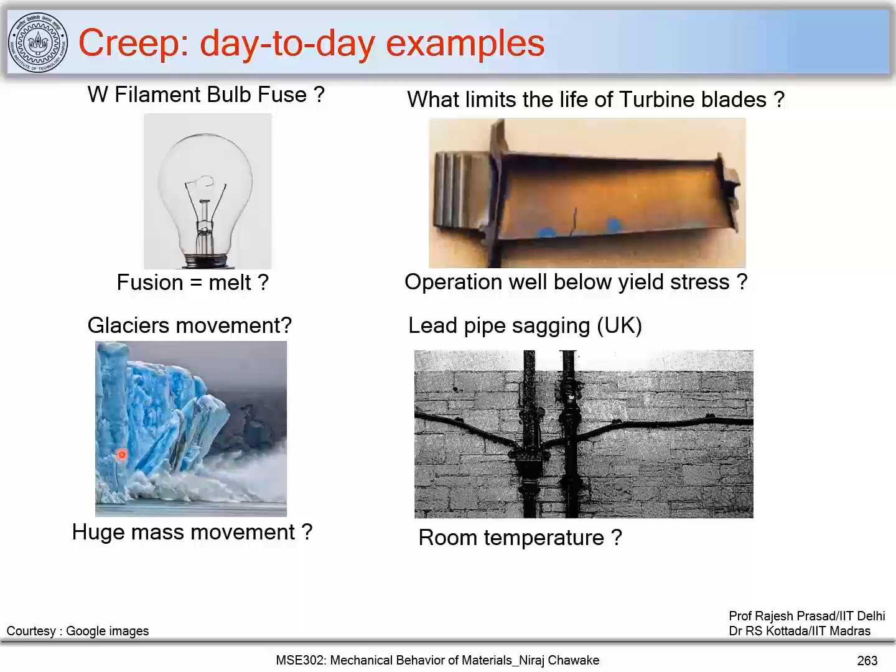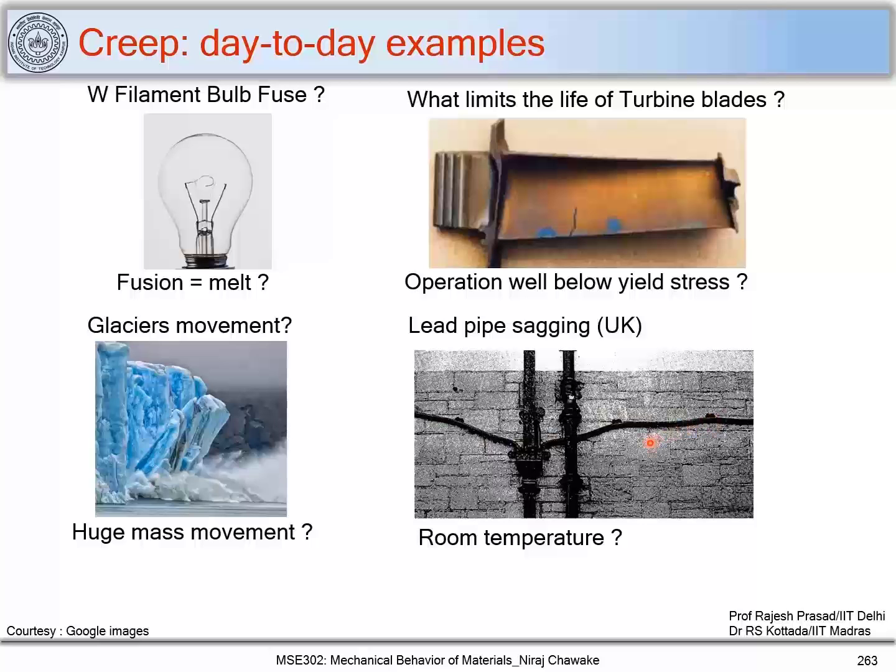Now let me give another example, from lead pipe sagging. These lead pipes were used for water transportation in the UK, and at room temperature these pipes used to get sagged. So there is a sagging of this pipe when you put these pipes for a certain duration of time.